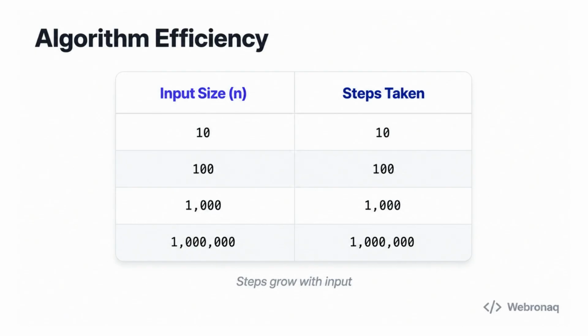It is not about how fast your computer is, or how long a program takes on one particular run. It is about growth. As the input gets bigger, how do the resources the algorithm needs, whether that is time or memory, grow alongside it?